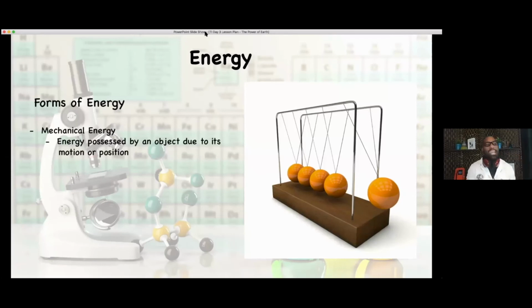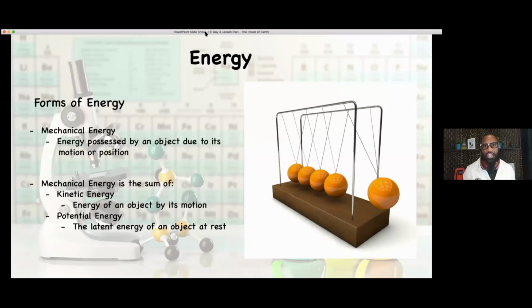So mechanical energy, the energy possessed by an object due to its motion or position. And this is summed up into 2 forms of energy. We have kinetic energy, which is the energy of an object by its motion. And we have potential energy, which is the latent energy of an object at rest. So kinetic energy and potential energy. These are very important things to know.